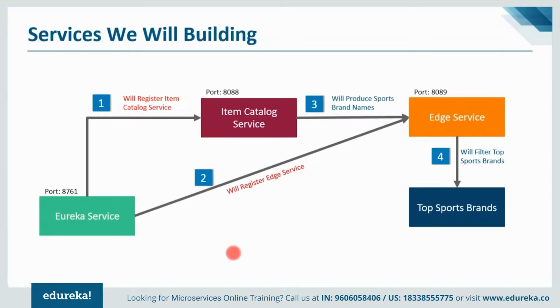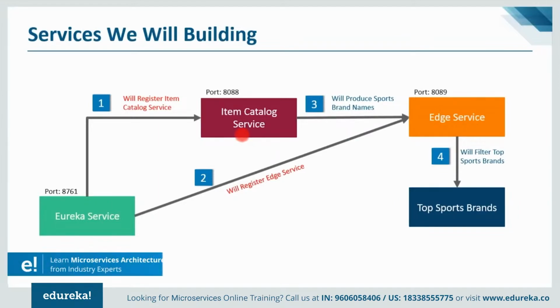Let me just repeat it once more. So we have a Eureka service, which is owned by Netflix, and this is basically a registry service. And we have the other microservices registered in this service. The item catalog service will have the sports brands. Then the edge service will filter only the top sports brands. This is how the architecture of our Spring Boot application is.